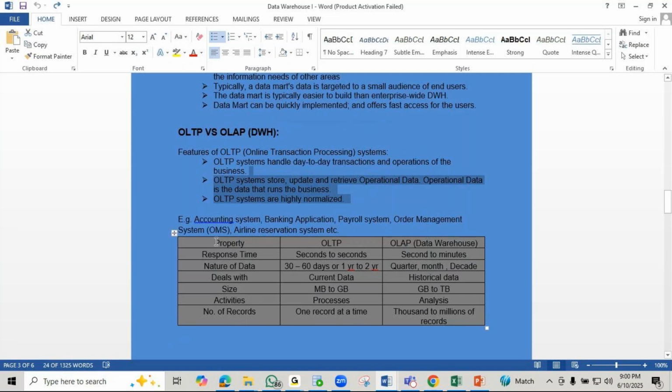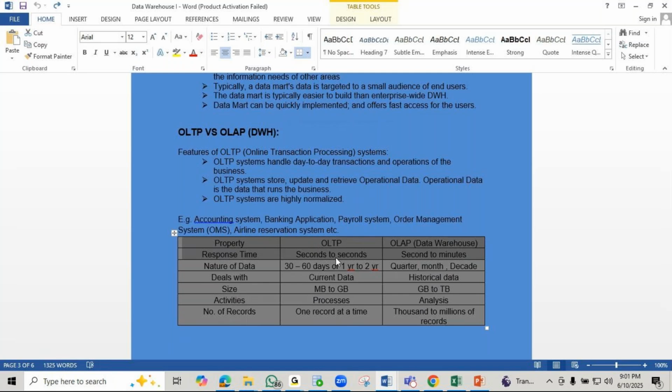For better understanding, I have mentioned the differences over here in tabular format. The properties of OLTP and OLAP. The response time of OLTP is seconds to second, and the response time of OLAP is seconds to minutes. Why? Because in OLTP the data storage will be lesser. Wherever the data storage is lesser, it will respond faster, and wherever the data storage is higher, it will respond slower.